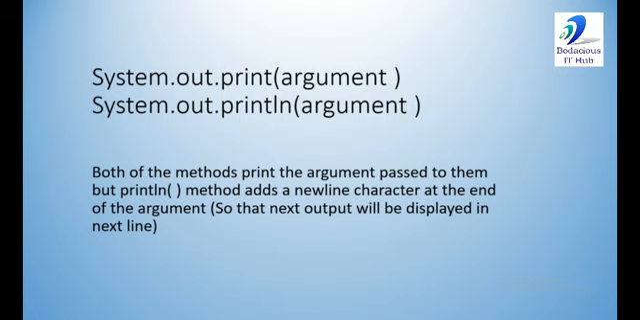So whatever next item I display will be displayed in the next line. Whereas if you are using the print method, it will display the next item in the same line. And if you want to change the line in between, you can use \n. \n is a new line character as it is in C and C++. So you can use \n anywhere to change the line.